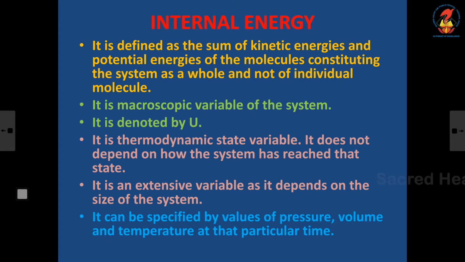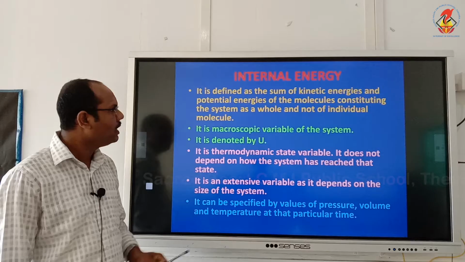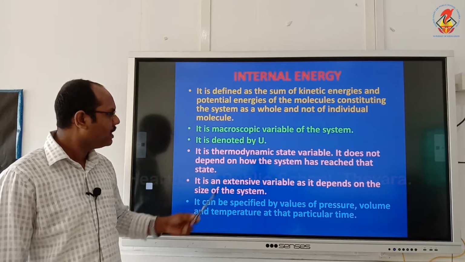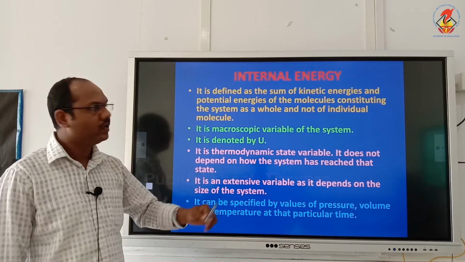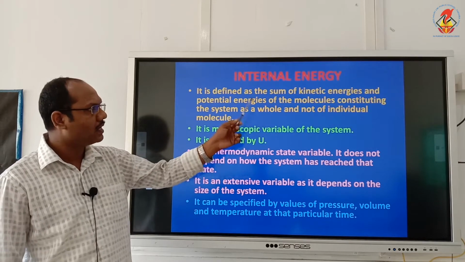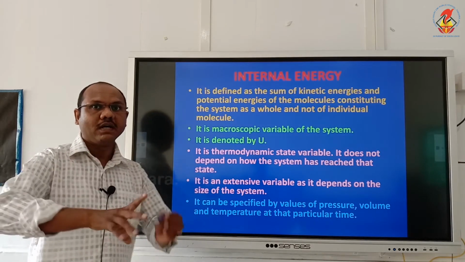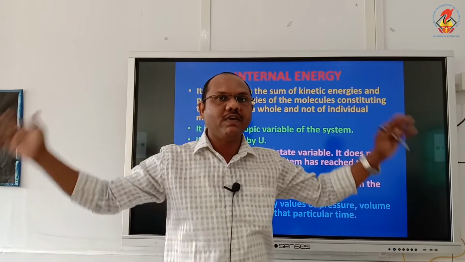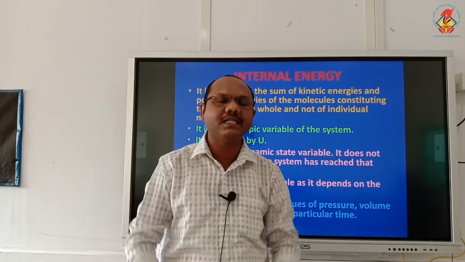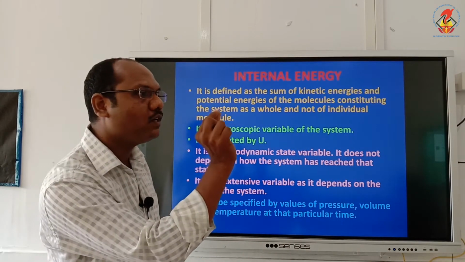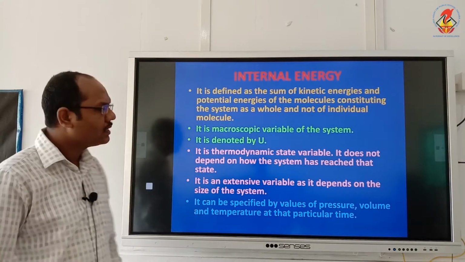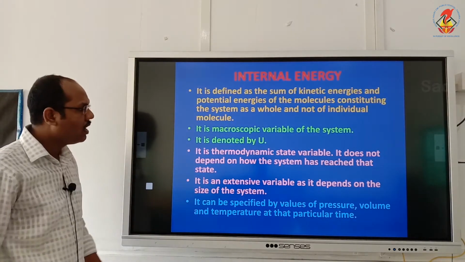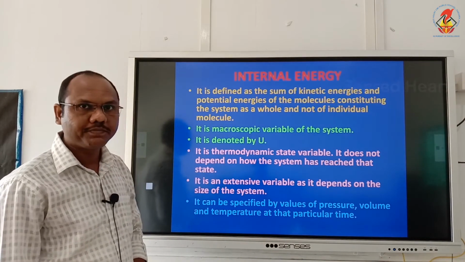So it is defined as the sum of kinetic and potential energies of the molecules constituting the system as a whole, and not of an individual molecule. It is a macroscopic variable of the system and it is denoted by U. Why is it called a macroscopic variable? It is not of an individual molecule. It is taken for the gas in the entire room. So we are taking a macroscopic quantity and studying the internal energy, not the energy of one single molecule. That is why we say macroscopic, and it is denoted by capital letter U.